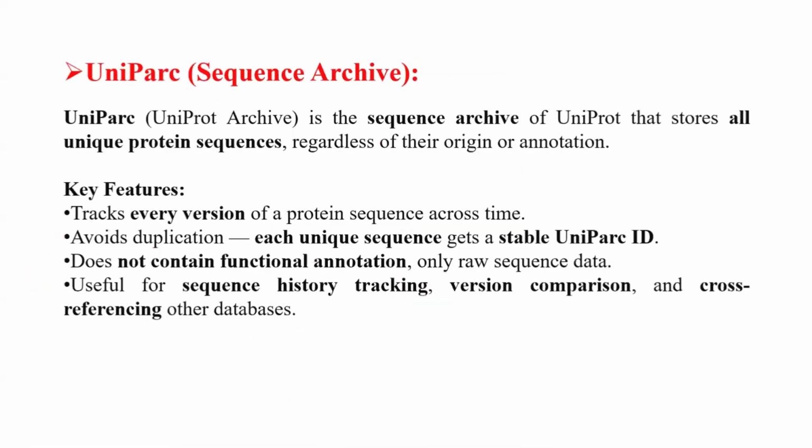Next, we can see the UniParc. It is a sequence archive in UniProt that stores all the unique protein sequences regardless of their origin or annotation. Many kinds of organisms and their protein sequences are present in this UniParc. What are the key features? It tracks every version of a protein sequence across time, avoids duplication of unique sequences, gets a stable UniParc ID, and does not contain any functional annotation; only the raw data is available. So there is no annotation present.